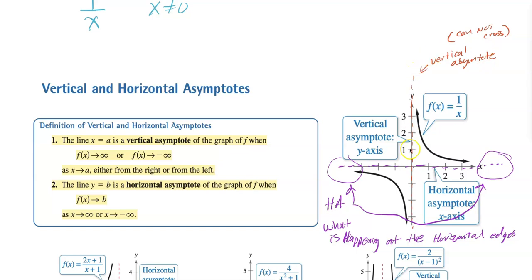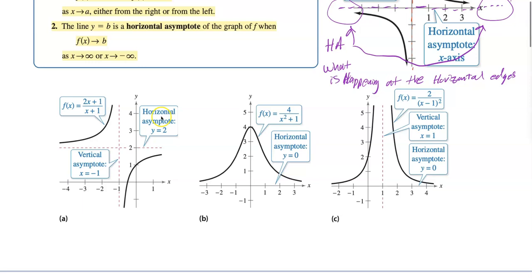A vertical asymptote lets you know what values you cannot cross. Like here, there's a horizontal asymptote at 2. If you look, as it keeps on going, it's going to get closer and closer to 2, in both directions. But it cannot cross the vertical one at negative 1.